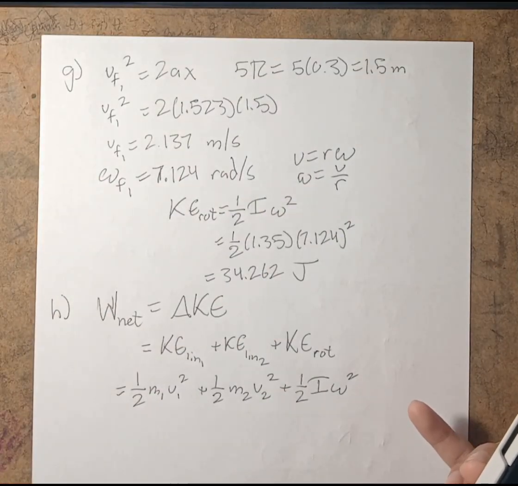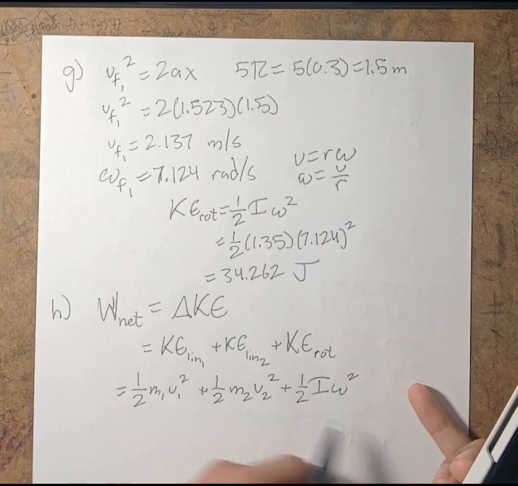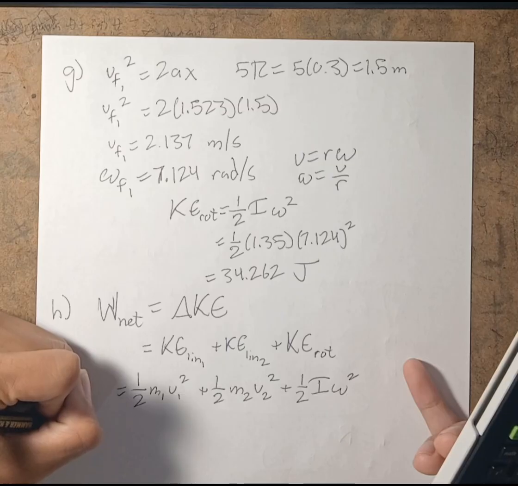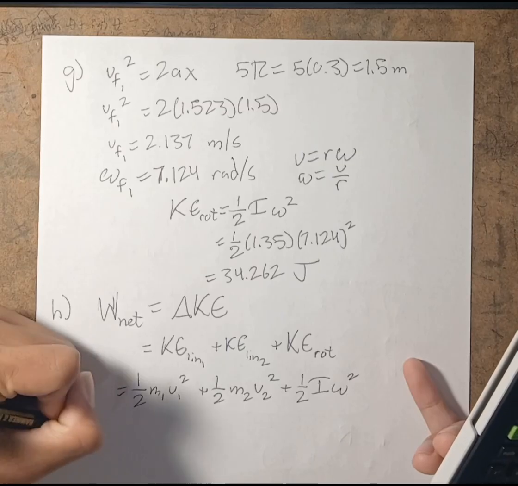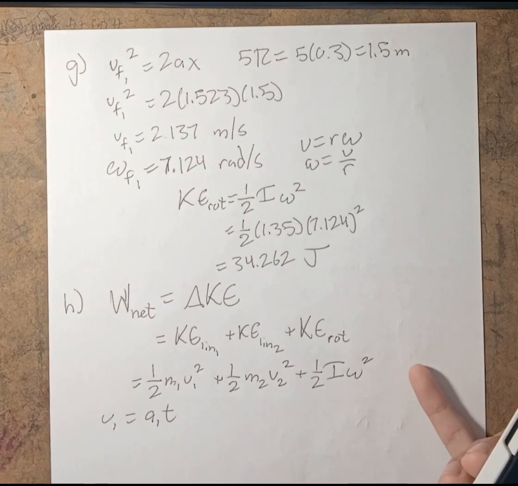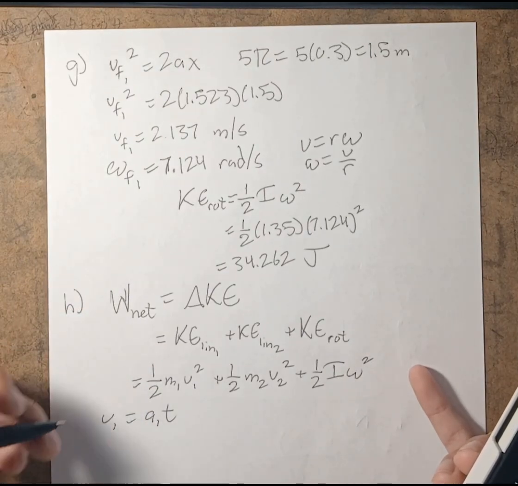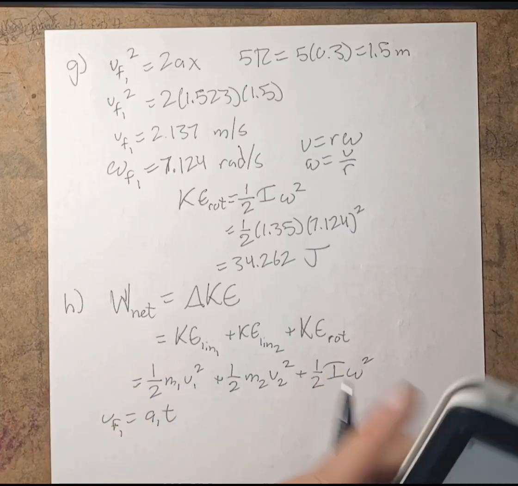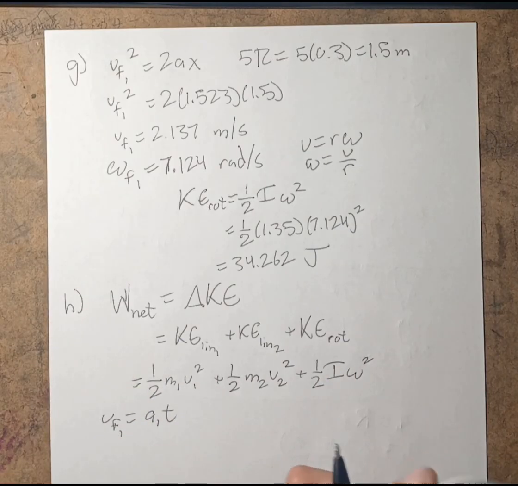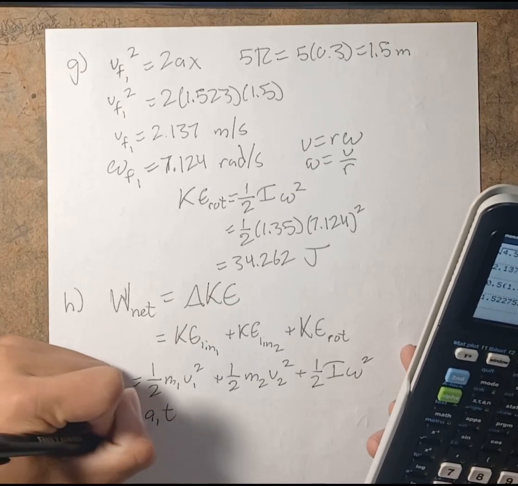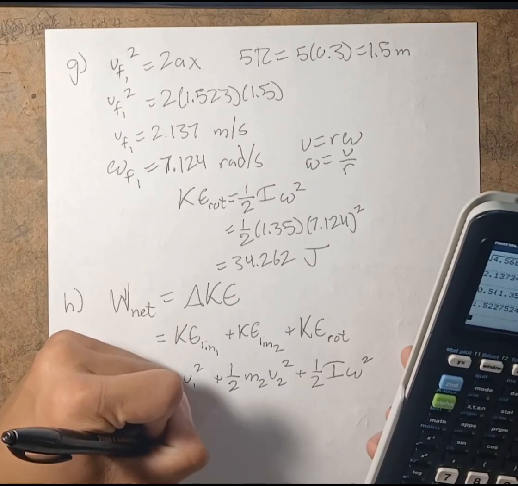So all we need to do now is just find all of those velocities and then plug it in, and we're good. So we can use kinematics. V1 equals A1 t, right? Since there's no initial velocity, so we don't need to worry about a VI here. That should be VF1. And then A1 is 1.523 meters per second squared. Multiply that by 5 seconds. VF1 equals 7.614 meters per second.